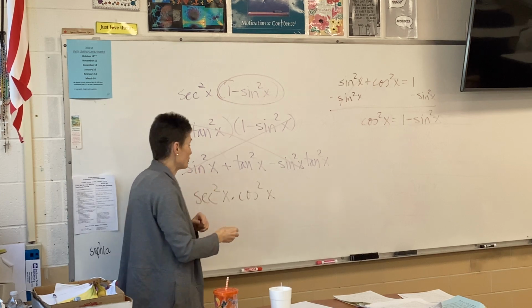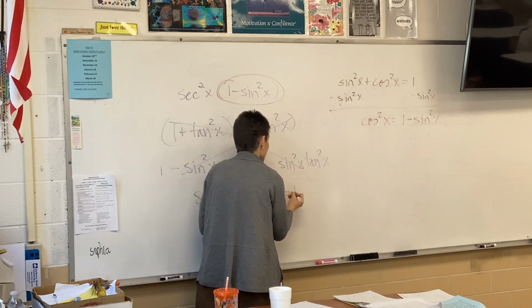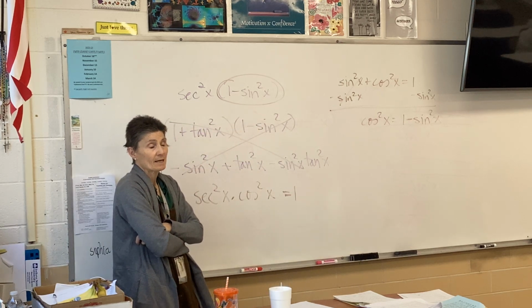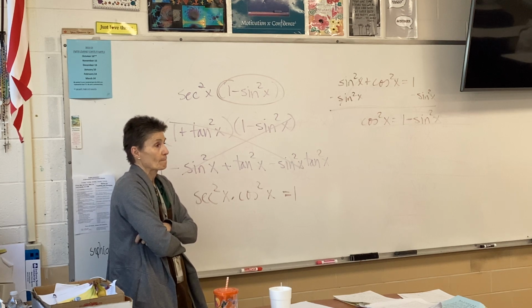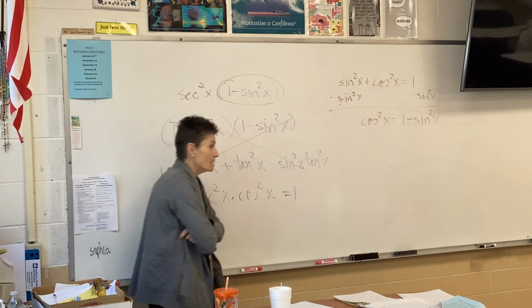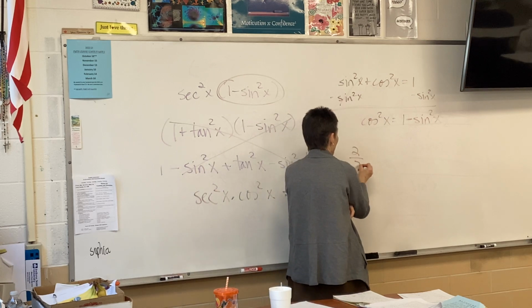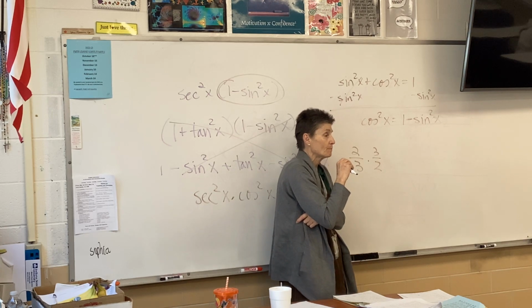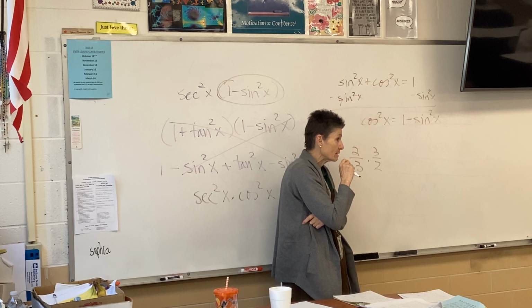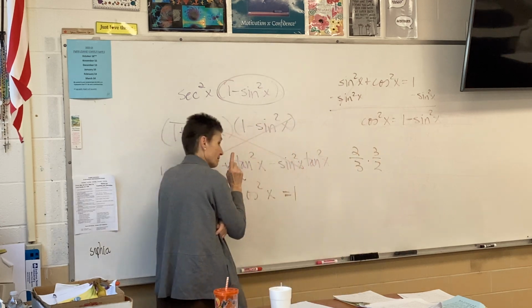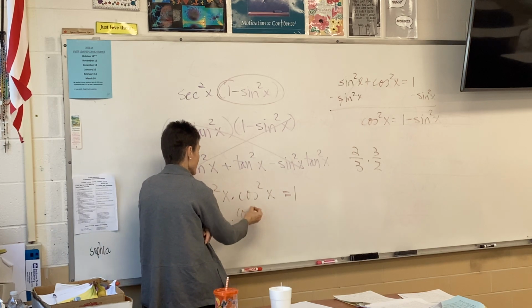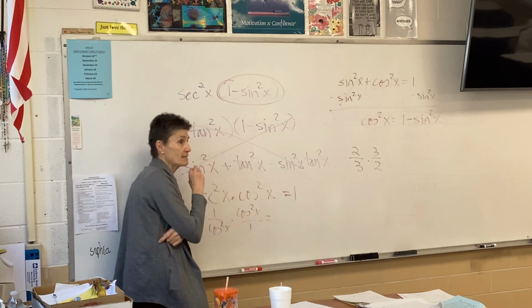Now, if you're really thinking, you know that's going to be 1. Because what is the relationship between secant and cosine? Reciprocals. So what happens when you multiply reciprocals, like 2/3 and 3/2? They cancel out and make 1. Now, if you didn't quite get that, remember, this is 1 over cosine squared. This is cosine squared over 1. See how they're going to cancel and make 1?